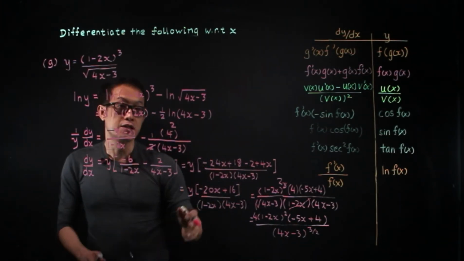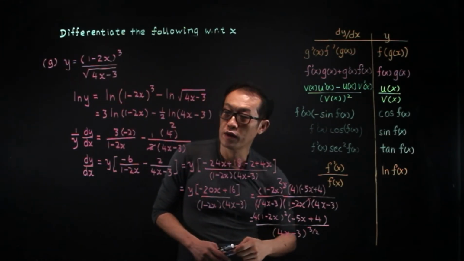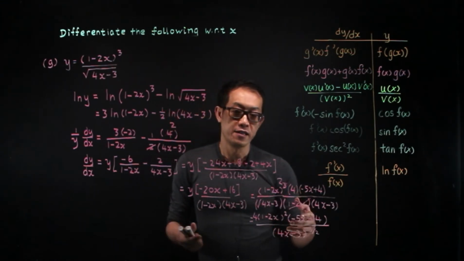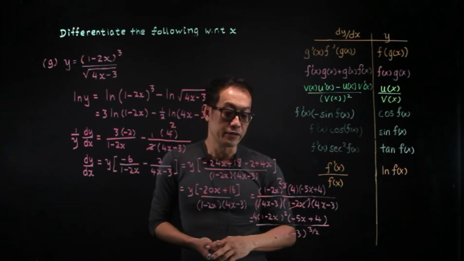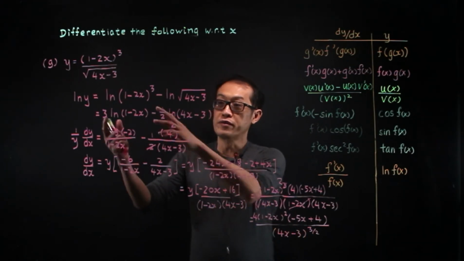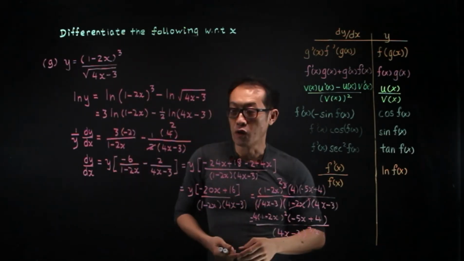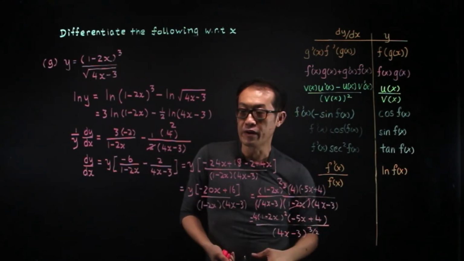This is a pretty long and complicated sum. Complicated in the sense that it's the algebra of it, the last part of it. To differentiate this is quite simple if you use ln, but it's the simplifying.